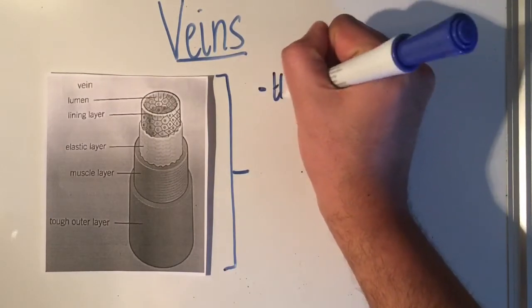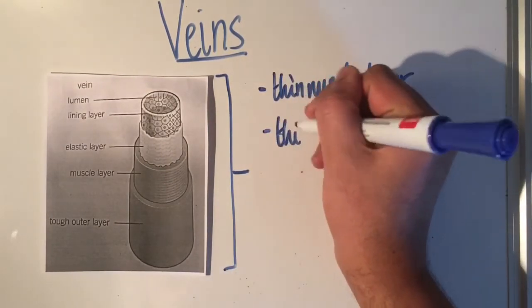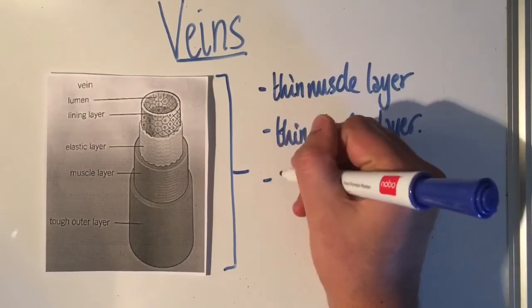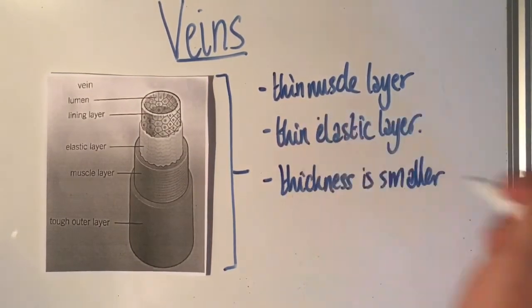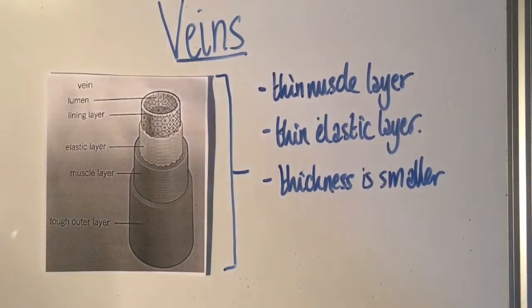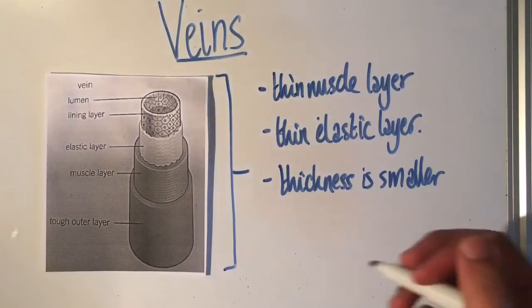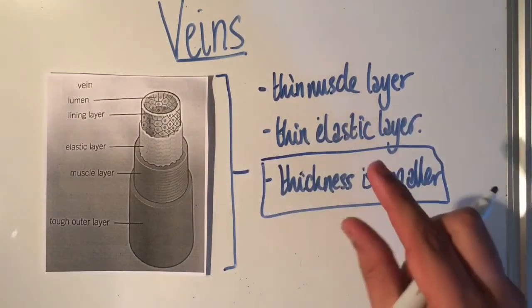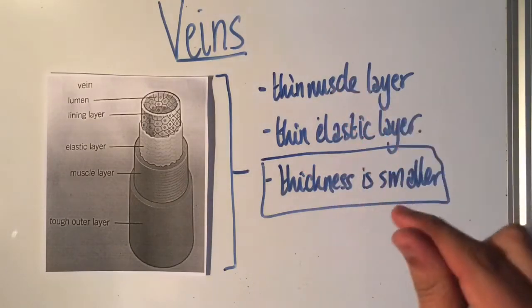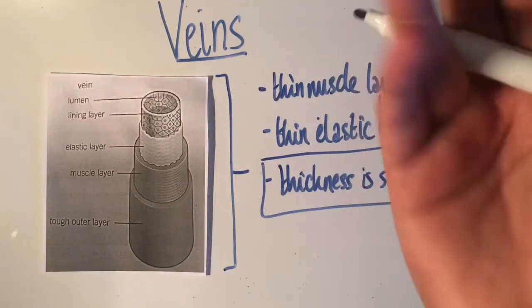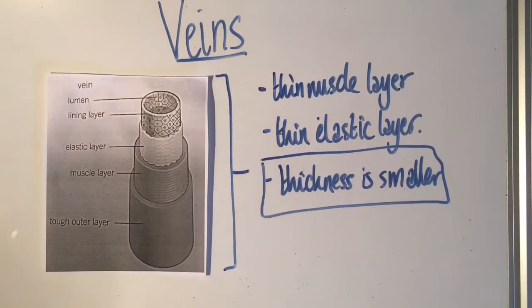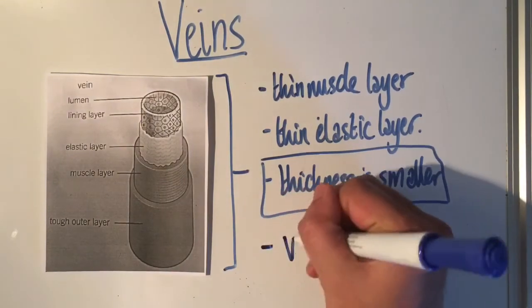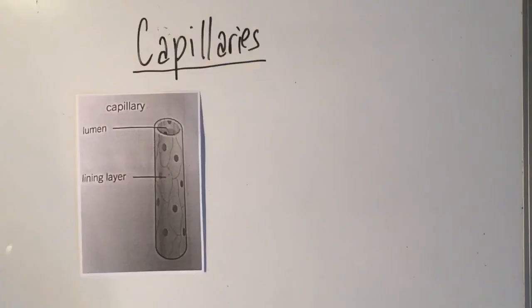So we've got a thin muscle layer, we've got a thin elastic layer. The thickness of the wall is quite small. This is again because there isn't a risk of any breakages. We're under low pressure, just trying to get back into the heart. Additionally, this characteristic of being quite thin allows the vessels to squeeze and flatten in order to push the blood back up towards the heart. There are valves, and we know what the valves will do.